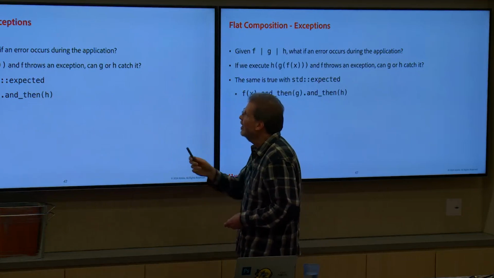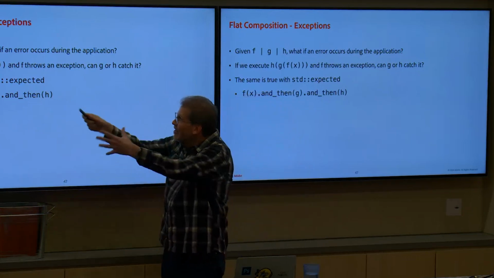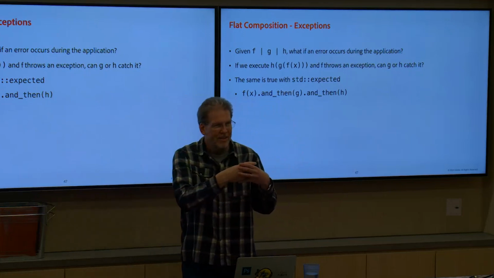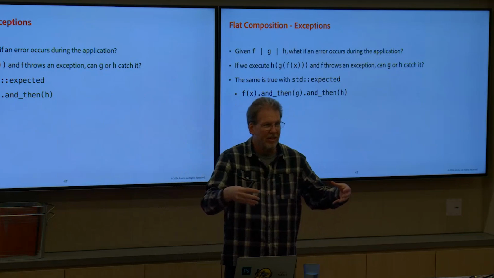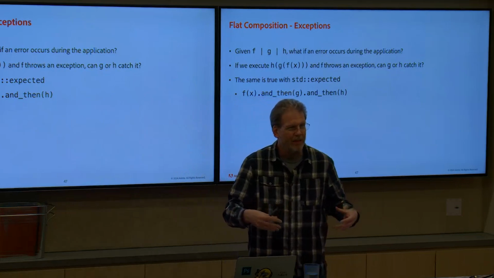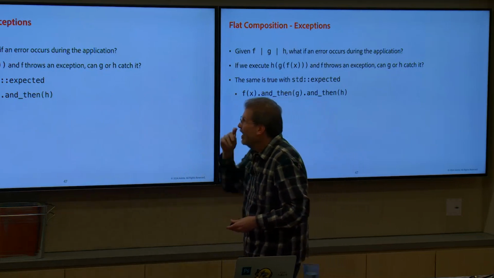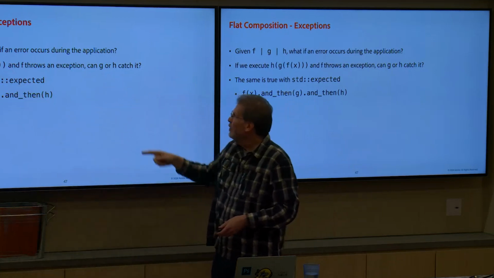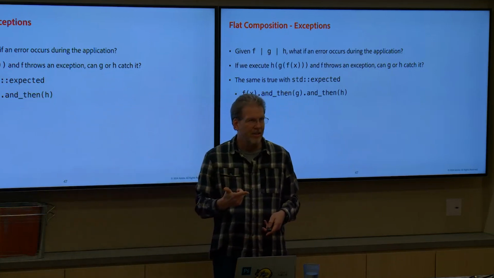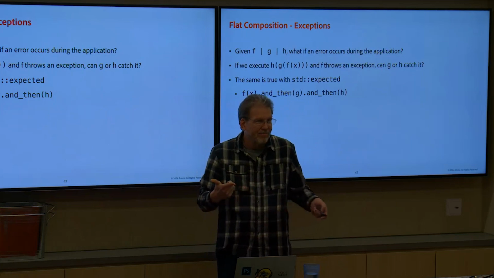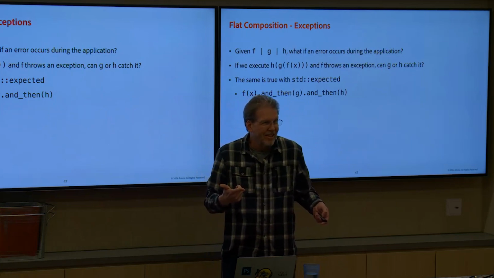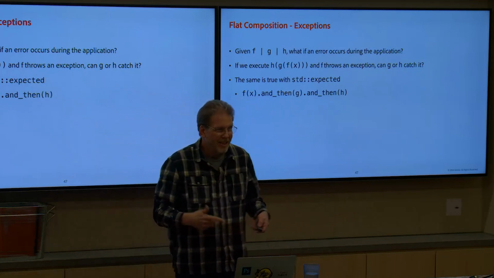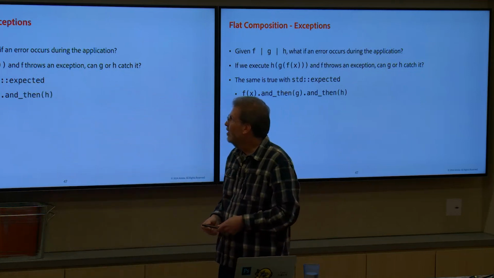So, question for you guys. If I've got this composition, F to G to H, what if an error happens when I actually invoke it? Okay, what happens? Well, if we were to just execute that composition, H, G, F of X, and F throws an exception, can G or H catch it? Right? They can't. If I wrote this piece of code and F throws an exception, G and H never get a crack at it.